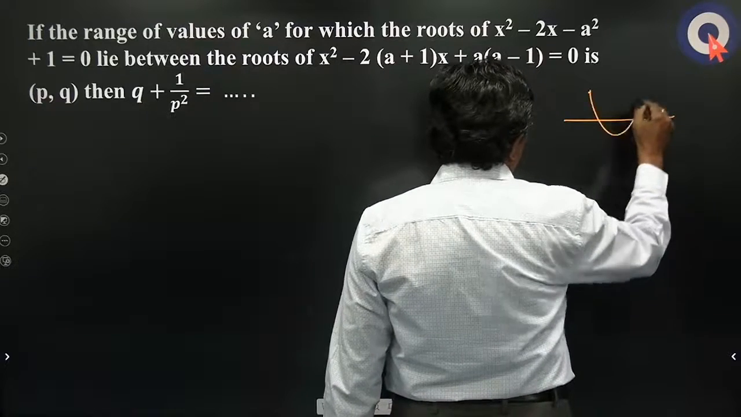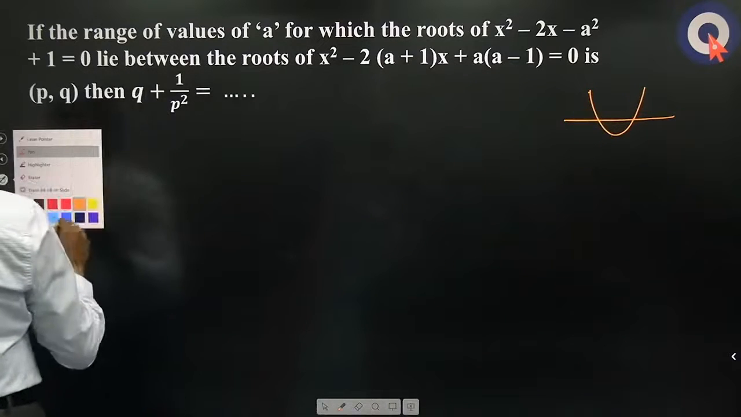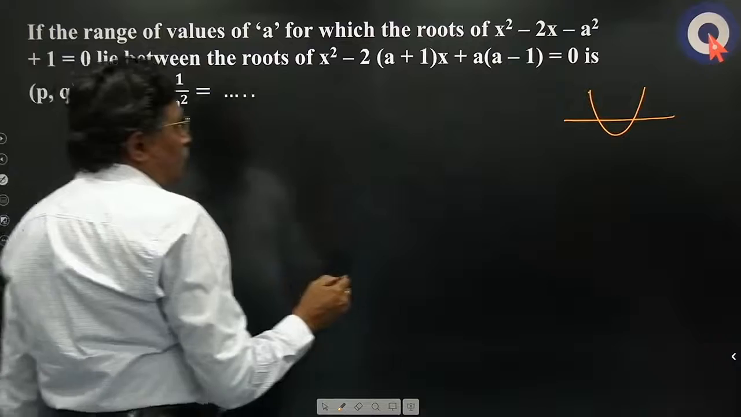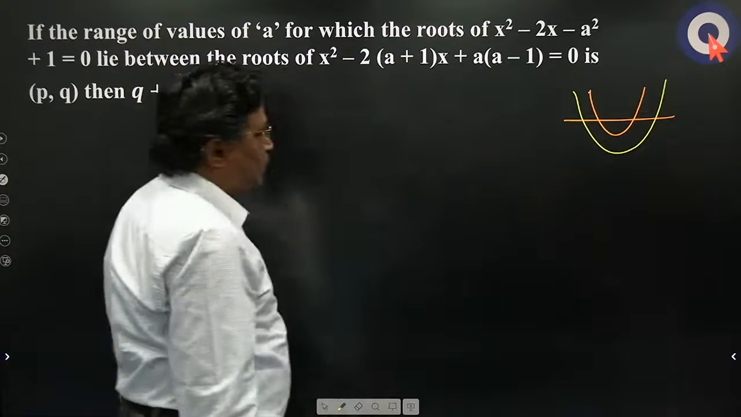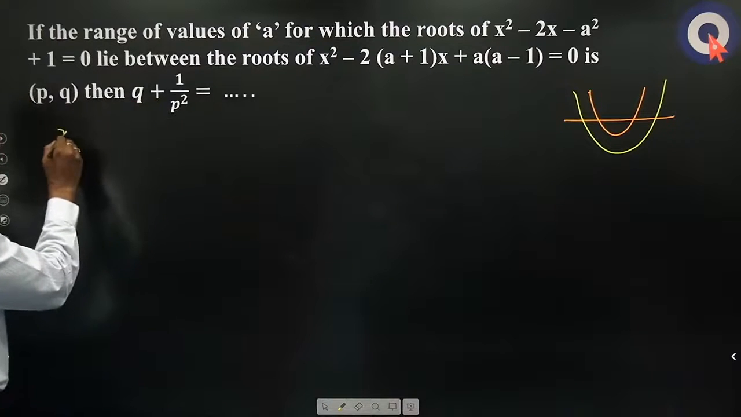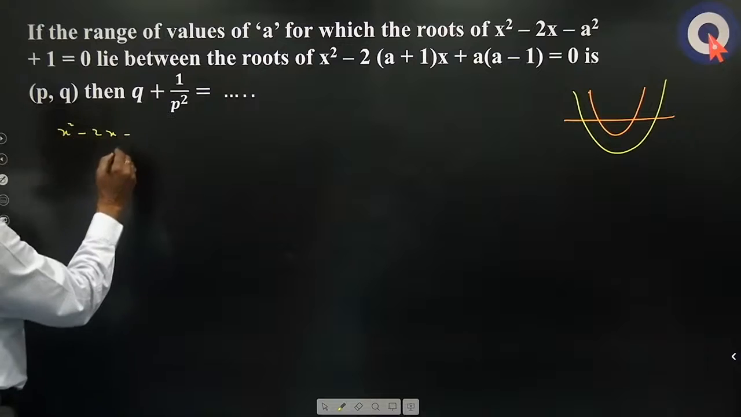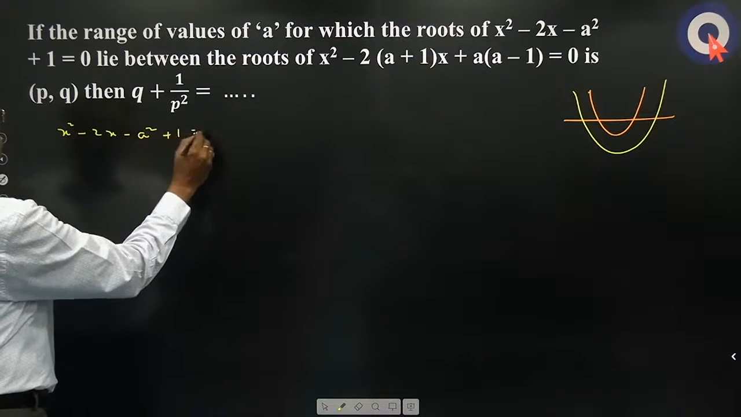So the question here is, the roots of the first equation should lie entirely within the roots of the second equation. So the two parabolas should be like this. So let us take the first one, x square minus 2x minus a square plus 1 is equal to 0.